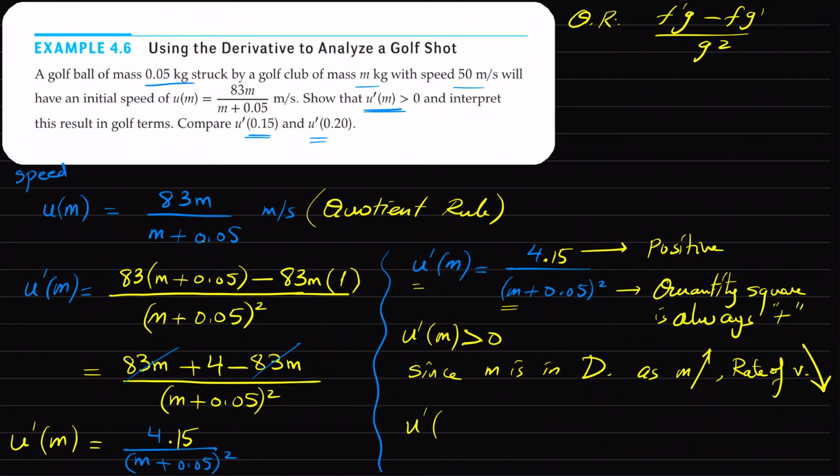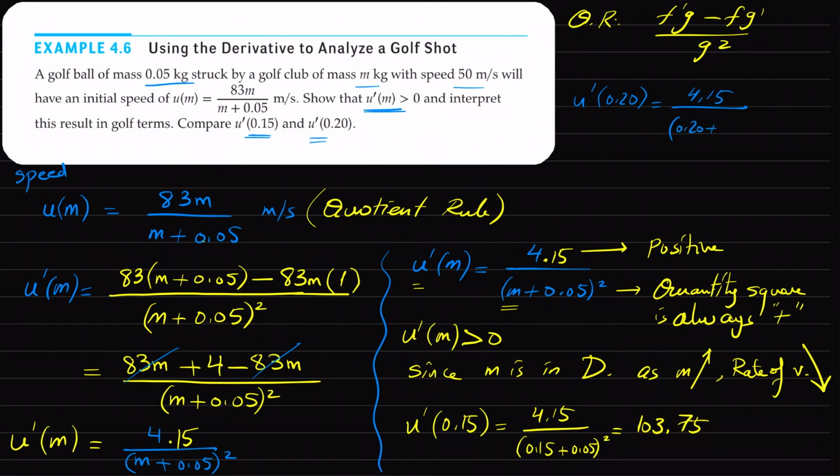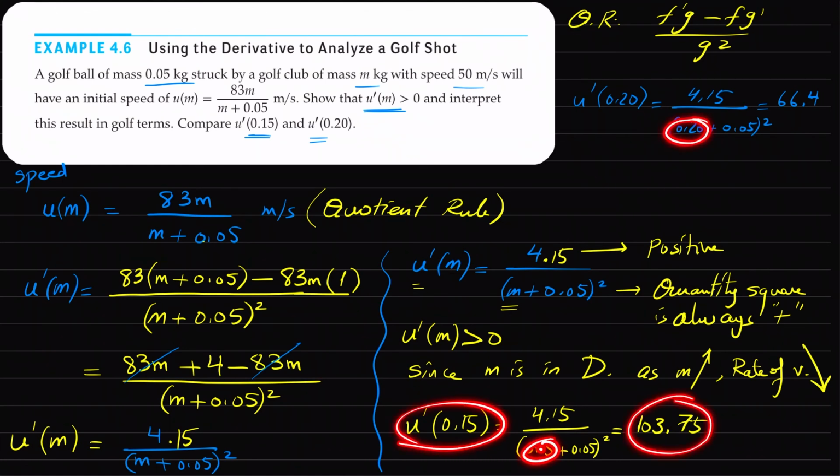Now u prime of 0.15, if you substitute it, is 4.15 over 0.15 plus 0.05, all of it squared, and the answer will be 103.75. And we will do the second one, u prime of 0.2: 4.15 over 0.20 plus 0.05 squared, and the answer will be 66.4. As we said, as m increases, the answer starts decreasing.